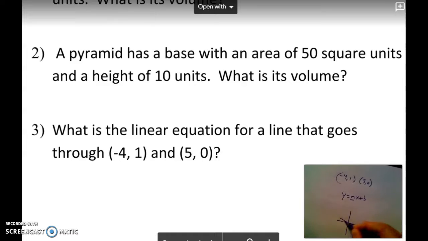So here's my line. But my slope triangle is going to have a height of, looks like 1 unit, and a width of 9 units, and it's always the height over the width. And you can see though it is decreasing, so it's going to be a -1/9. So I go y equals -1/9 x, and then I have to find the y-intercept.